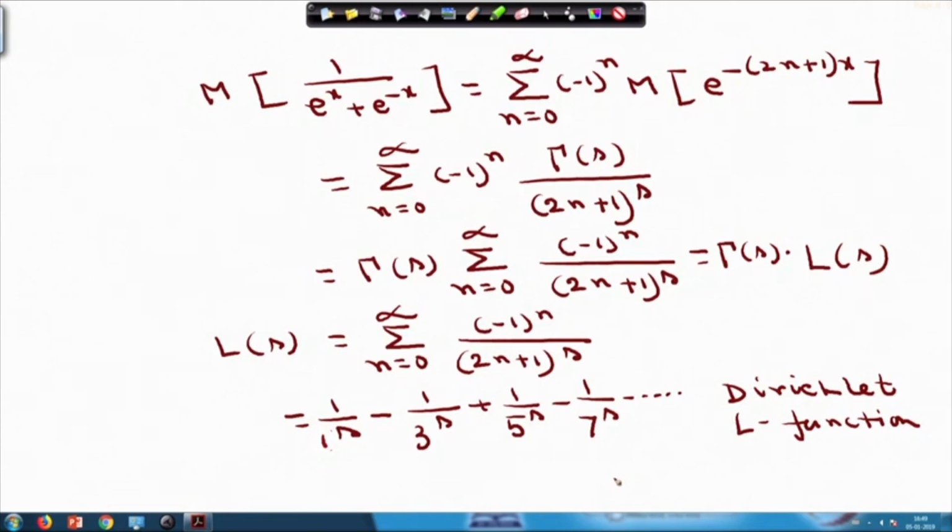So, in other words we can say that the Mellin transform of 1 by e to the power x plus e to the power minus x can be represented in terms of the Dirichlet L function, where the Dirichlet L function is 1 by s minus 1 by 3 to the power s plus 1 by 5 to the power s minus 1 by 7 to the power s, like this.